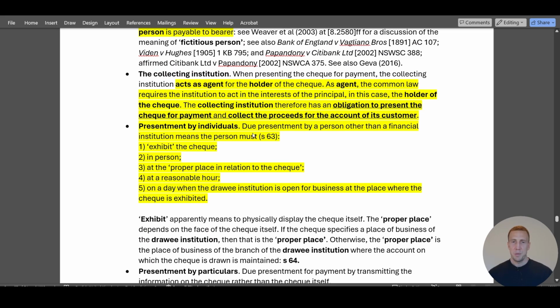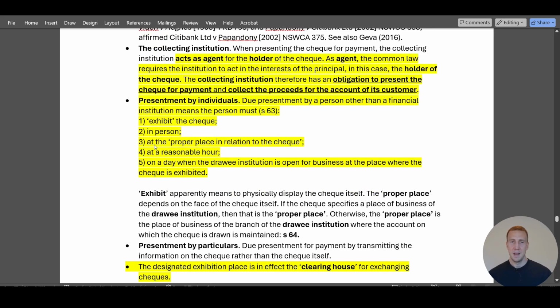Presentment by individuals. Due presentment by a person other than a financial institution means the person must exhibit the cheque in person at the proper place in relation to the cheque, at a reasonable hour on a day when the institution is open for business at the place where the cheque is exhibited.